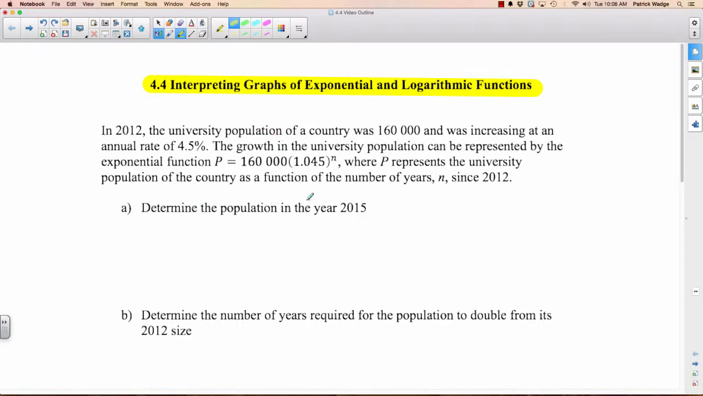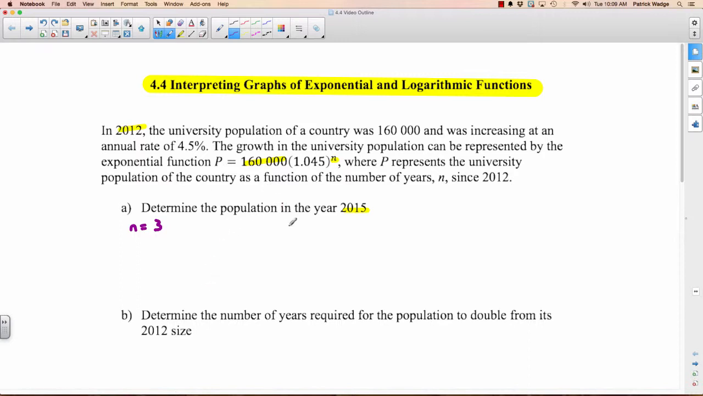So what we have to do is determine the population in the year 2015. So remember, this amount right here, this 160,000, that's how many people there are in 2012. We want to know how many people there are in 2015, and remember that n is the number of years since 2012. So in this case, if we're interested in 2015, what does n equal? N is equal to 3, because 2015 is 3 years after 2012.